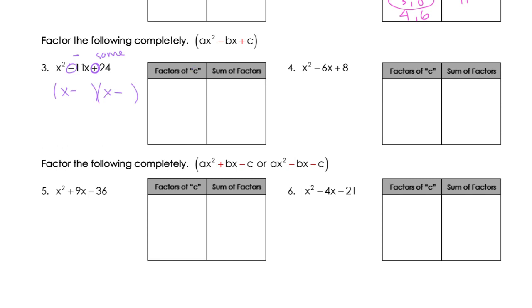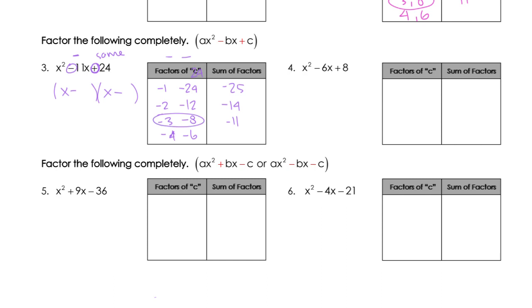Next, I need factors of 24 that add up to negative 11, but they both need to be negative. So I have negative 1 and negative 24. I have negative 2 and negative 12. Negative 3 and negative 8, negative 4 and negative 6. If I start adding these together, I would get a negative 25, a negative 14, a negative 11.